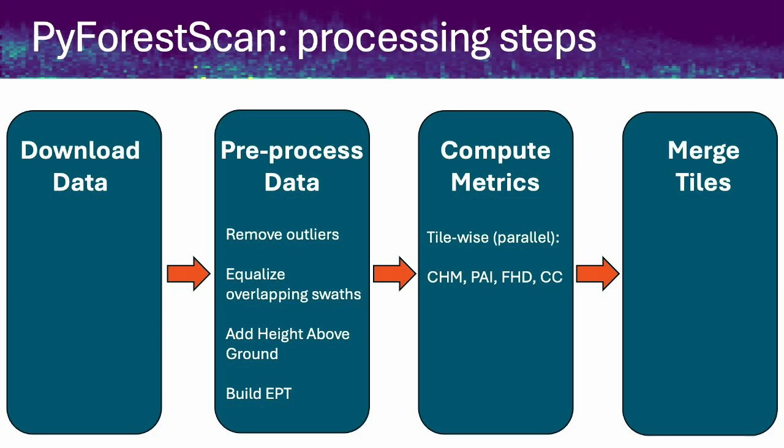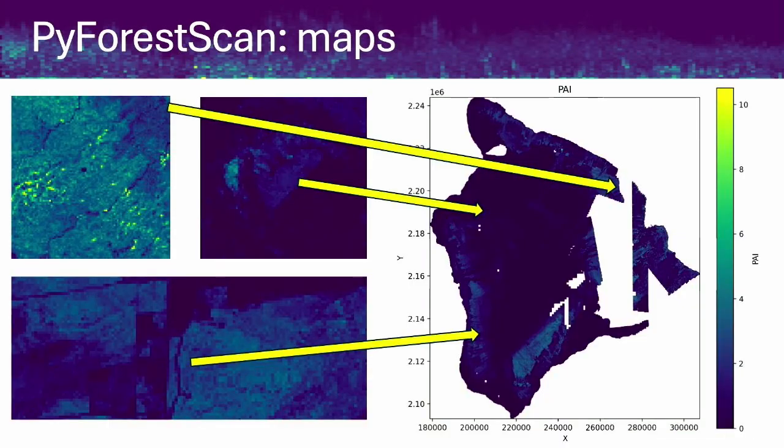But then I use PyForestScan to calculate height above ground, build the EPT with Entwine, and then compute the metrics in parallel, tile-wise, across the whole landscape, calculating CHM, PAI, FHD, and canopy cover, and then merge those tiles at 1 meter resolution. It takes just a few hours, which is, I guess, long, but it's not that long. So it's a lot of points.